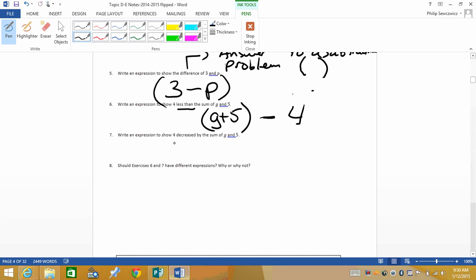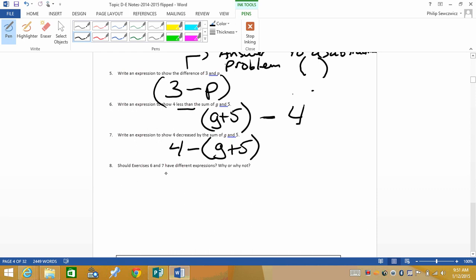Let's look at 7. Write an expression to show 4 decreased by the sum of G and 5. Decreased by. So this doesn't have any of our special words that go along with it. So there's a 4. Decreased, which means to subtract. And then the sum, which does mean to add. But what's missing? Oh, you're not cuckoo if you didn't put your parentheses in. Yeah, the parentheses. If you said parentheses, you're good there. Because remember, sum, answer to an addition problem. And this is going to force us to do the addition first and then to do our subtraction.